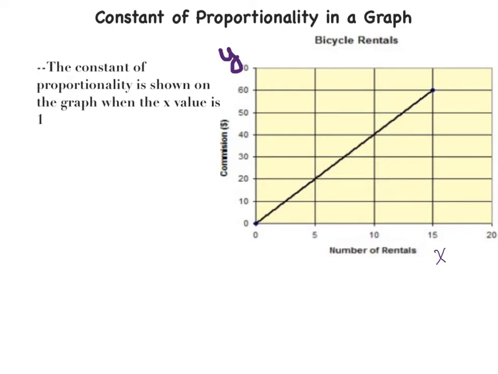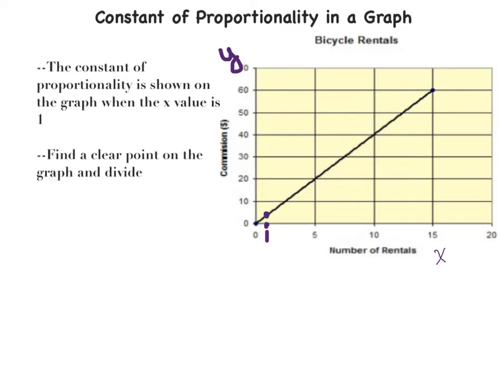So when I look at this graph, again, I want the constant of proportionality, which means the x value is 1. But I look and I don't see 1 on the x-axis. 1 would be right about here. When I look at the graph, I cannot tell how much money they get for one rental.